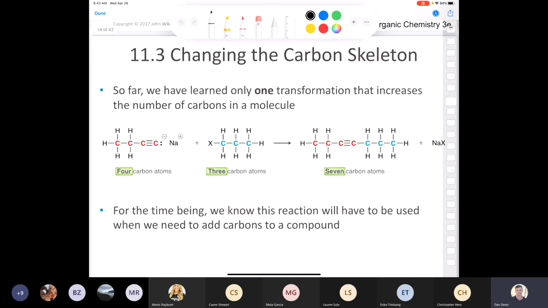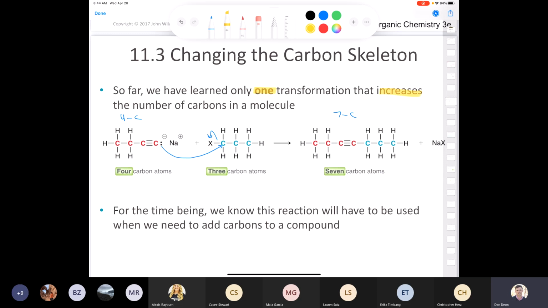So if you want to increase the number of carbons in the molecule, you've got one way of doing it. What's that? To take a terminal alkyne, deprotonate it to make the alkynide, and then you treat it with a powerful electrophile. So we're going to do an SN2 reaction like that. And there you go. You went from 4 carbons in this molecule to a total of 7 carbons over there.